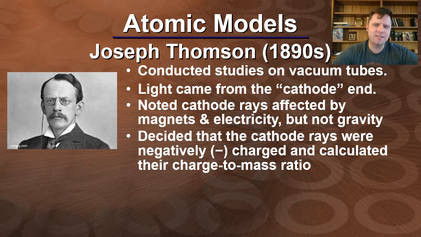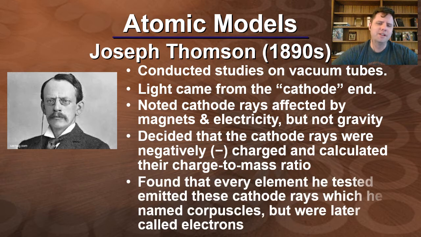And he decided that the cathode rays were negatively charged, and he calculated their charge to mass ratio. And from this, he found that every element that he tested emitted these cathode rays, which he then came to term corpuscles. But we now know them as electrons. Somebody else proposed the word electron instead, and that one stuck rather than corpuscles. But he called them corpuscles. We know them as electrons, negatively charged particles.